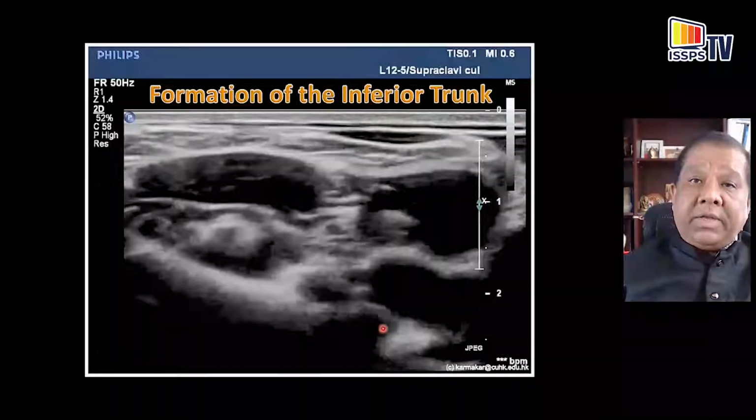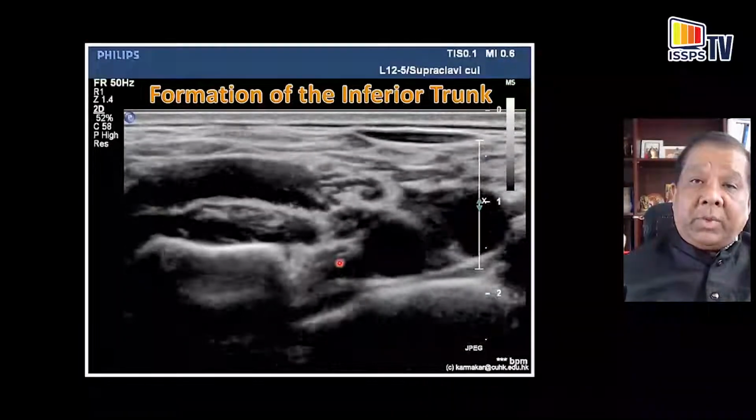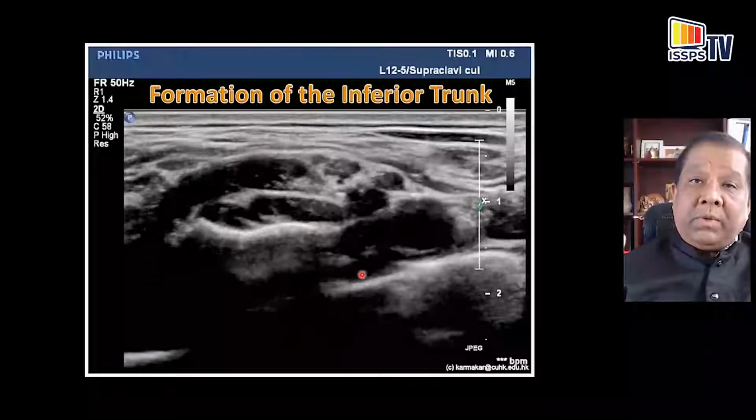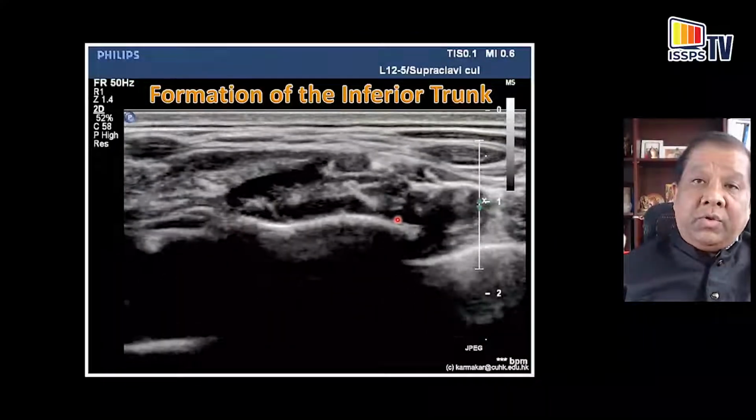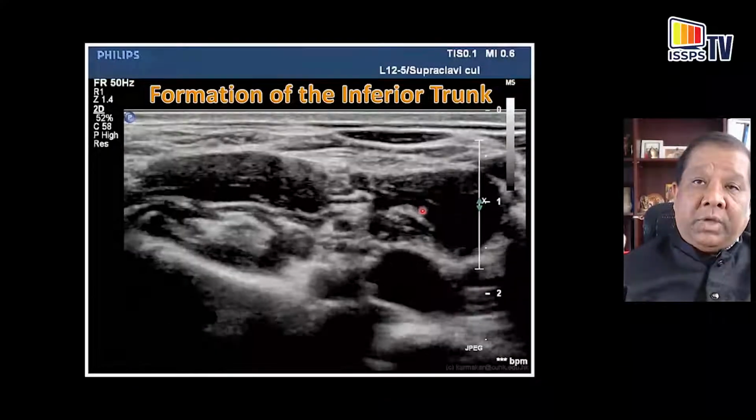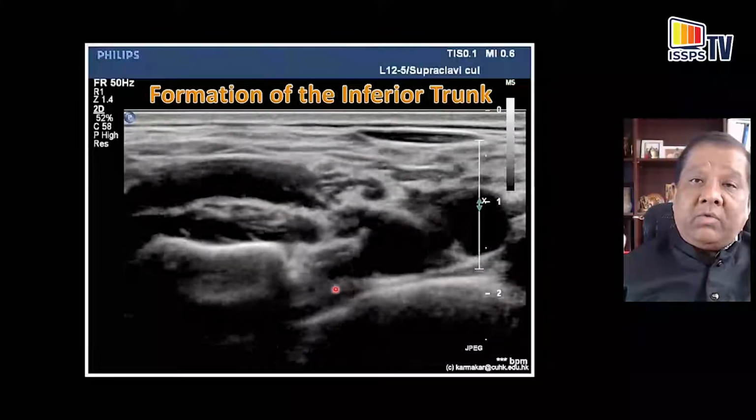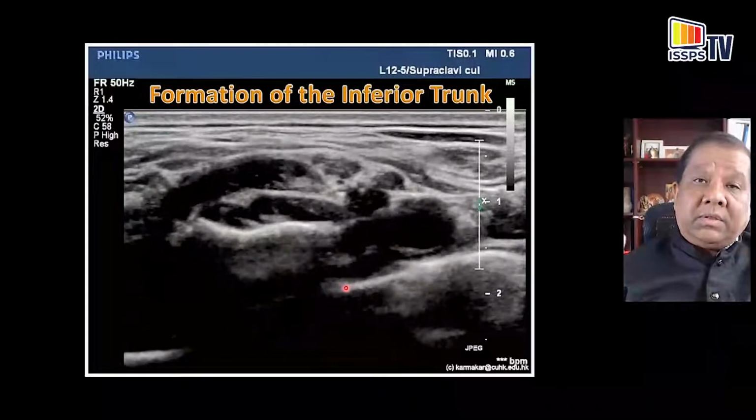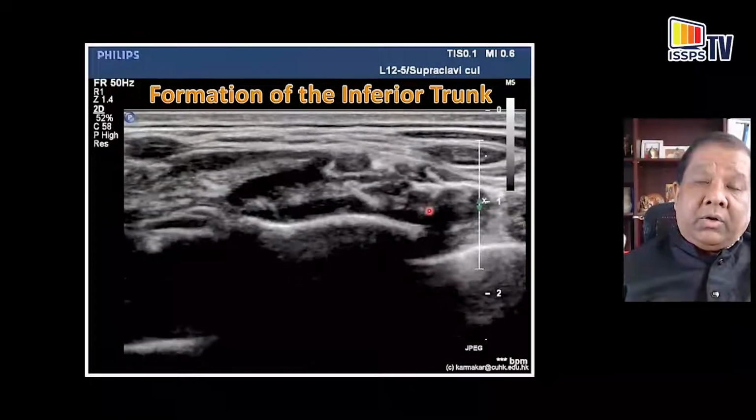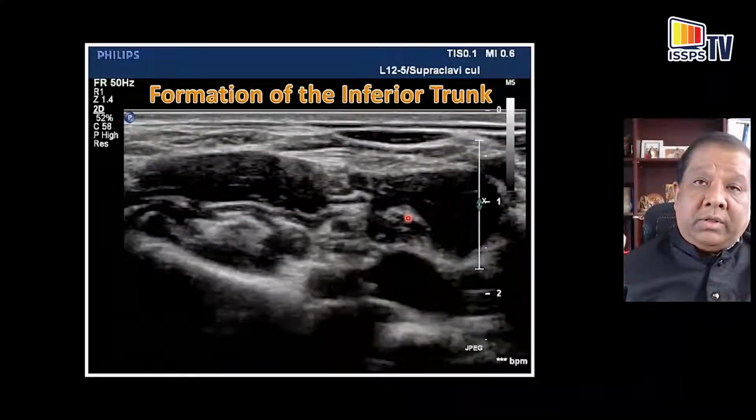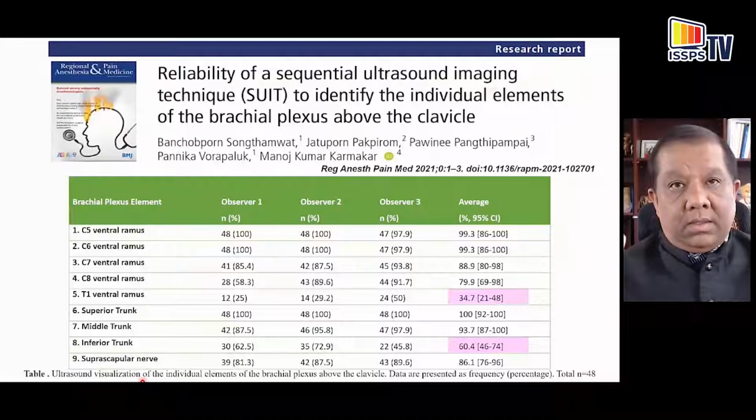As you will see here, the C8 is located on top of the first rib. You can see the T1 coming from underneath to fuse with the C8 to form the inferior trunk at the corner pocket. As you see here, this is the C8. The T1 comes from underneath the first rib, and it swings around to join the C8 to form the inferior trunk at the corner pocket.